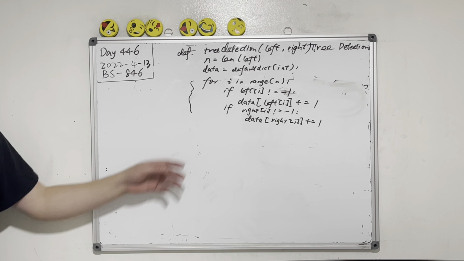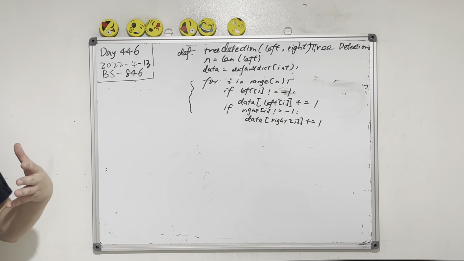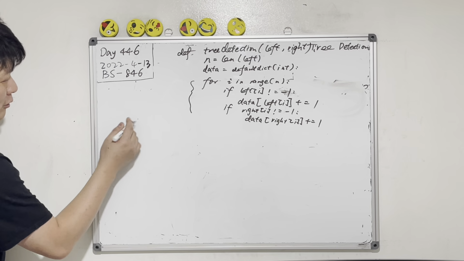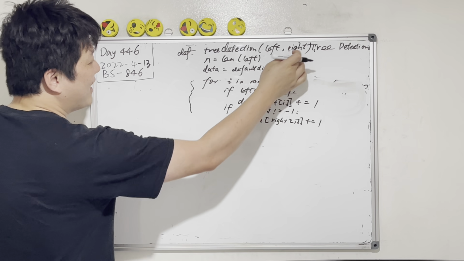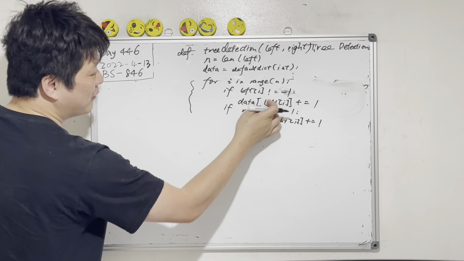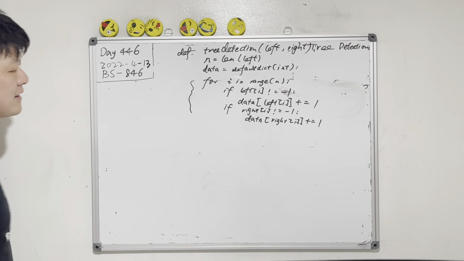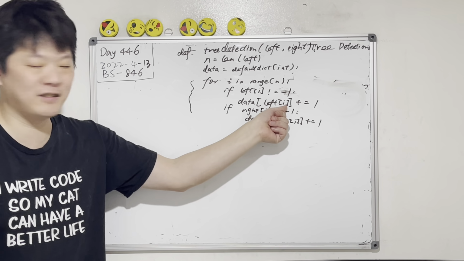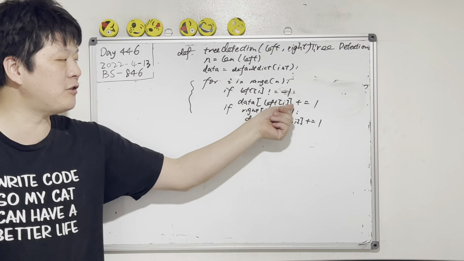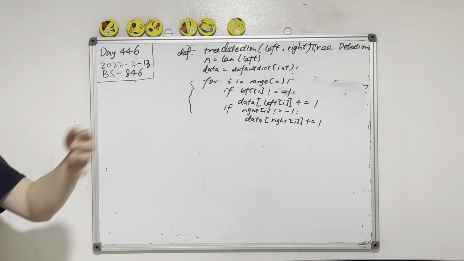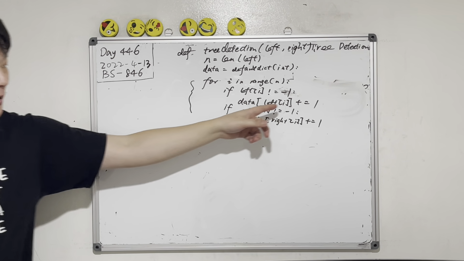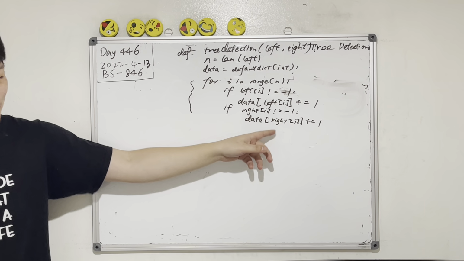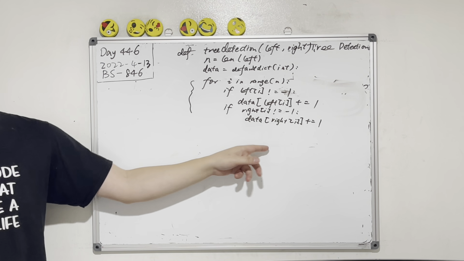Guess. What does it mean? Plus equal 1. We are counting what? Yes, I know data is a dictionary, so we are iterating over the nodes, and because left[i] is the left child of node i, we increment this by 1. What does it mean? The number of in-degree. Yes, we are updating the in-degree. Well done. Okay, in-degree here.